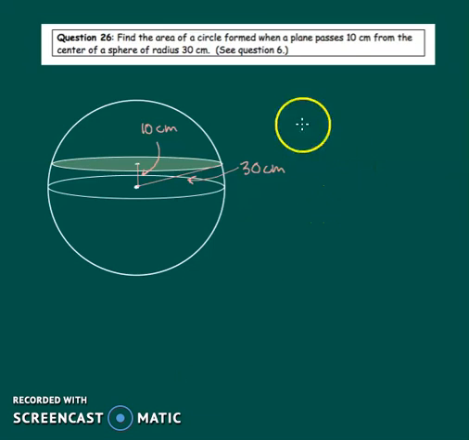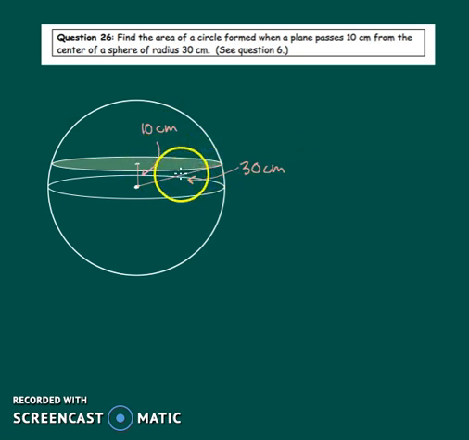This question is kind of similar to question number 6, but the measurements are different. So here we have a sphere with a radius of 30 centimeters, and a plane passes through, kind of cuts off a slice, 10 centimeters from the center of the sphere. So that's what I've drawn here. And we need to find the area of the circle that is formed when that plane passes through, and that's the area that's shaded in a lighter green.